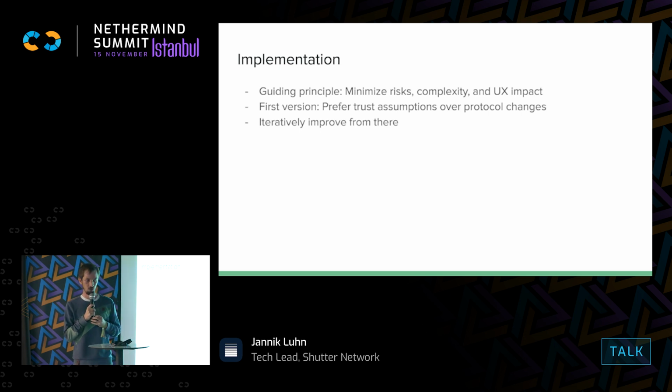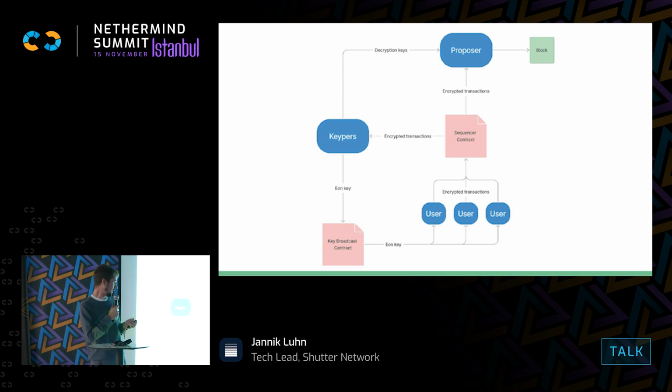This means for the first version that we are preferring having trust assumptions over protocol changes, which means we don't have to fork the network as a whole in the first version. But once we have this implemented, then from there we can go iteratively, step by step, improve it and reduce the trust assumptions, but at the cost of actually changing the rules of the protocol and requiring a fork, if the community wants this, of course.